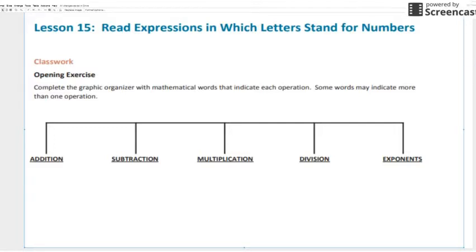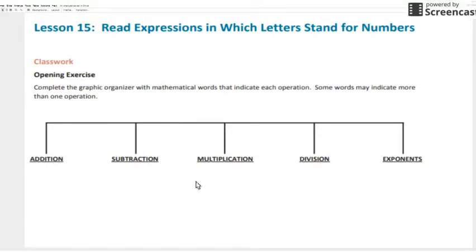All right, hello students. Today we're moving on with lesson 15, read expressions in which letters stand for numbers. So we can talk about these things called variables, where letters represent numbers, and we can continue on that path today. So here it says, opening exercise, complete the graphic organizer with mathematical words that indicate each operation. Some words may indicate more than one operation.